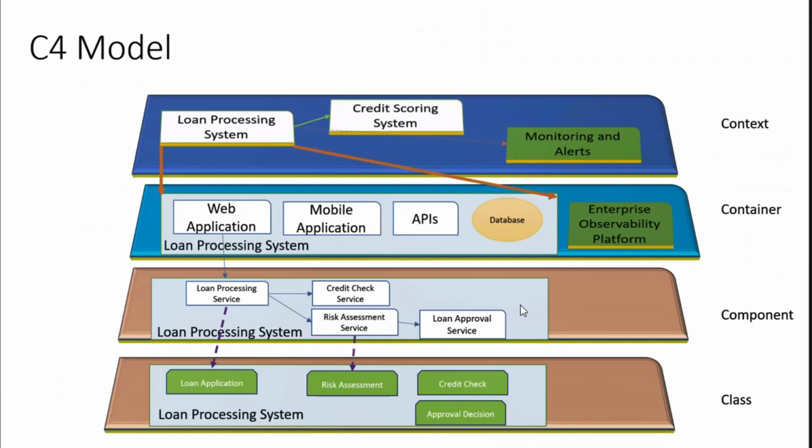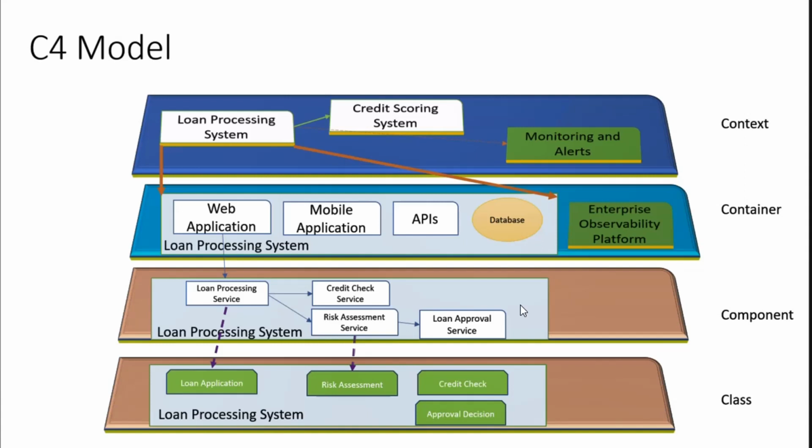So I'd like to take a minute and take the same loan processing example from a C4 standpoint. Now this is where I'm going to start talking a little about observability and where it starts. Monitoring and alerts is typically a third party system, or it could already be put in as a part of the code. But I'm going to get back to it later.